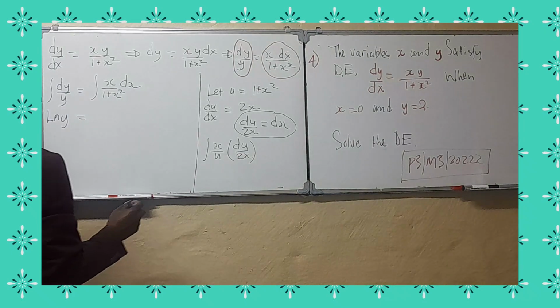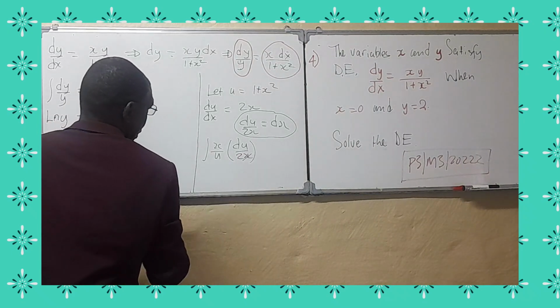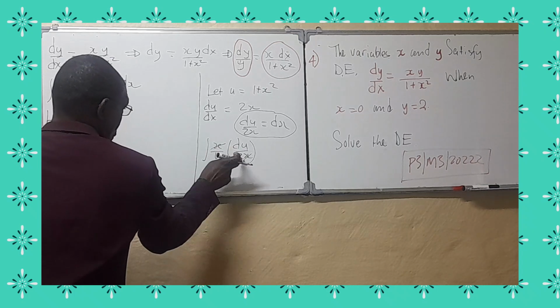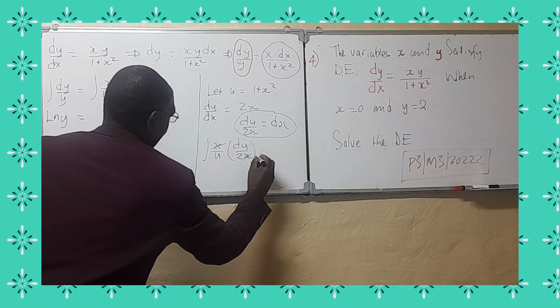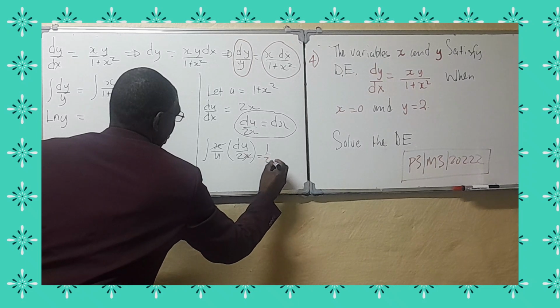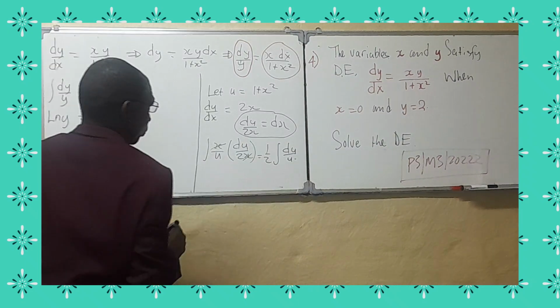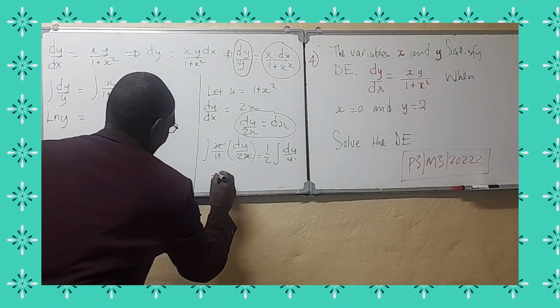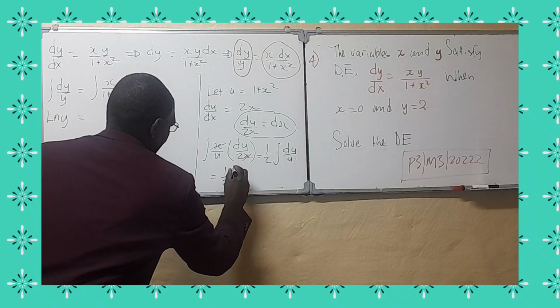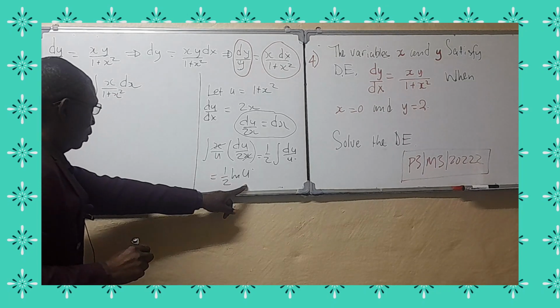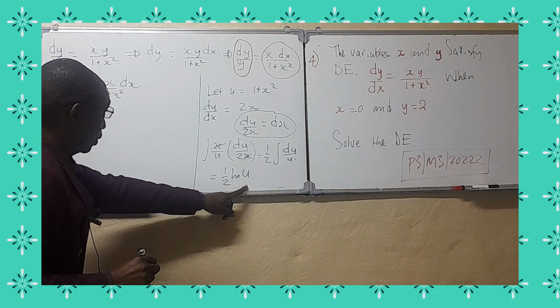Okay, so when you check this out, this x cancels with this x, and we can take the 1 over 2, this 2 here, outside the integral, and that becomes half of the integral of du over u. And that is just half ln u. But what is u? Maybe I'm going a little bit too fast.